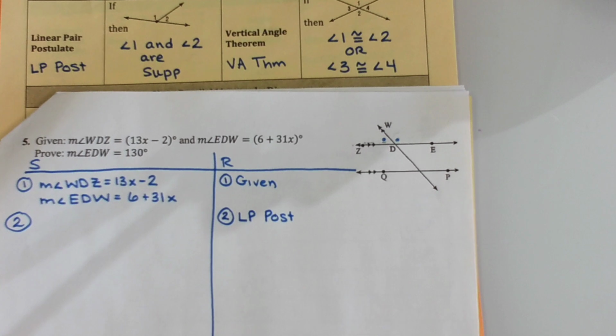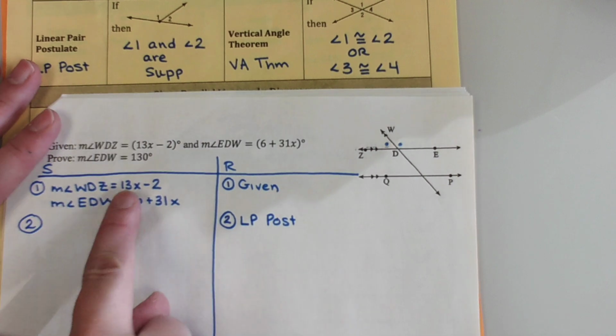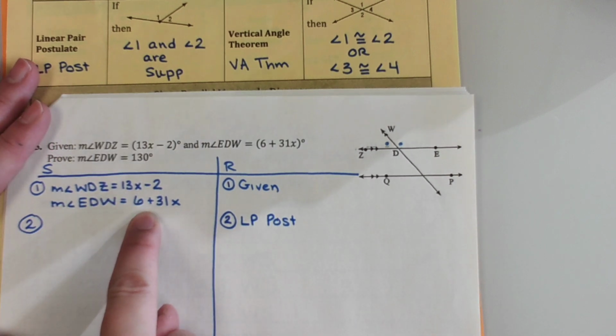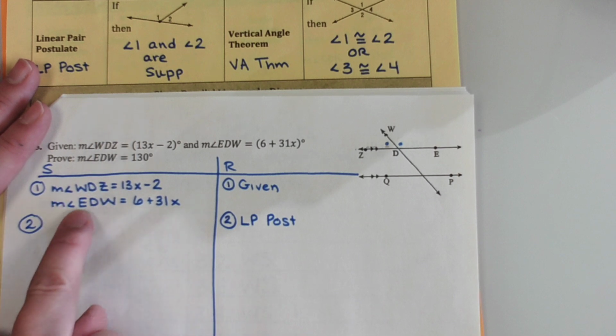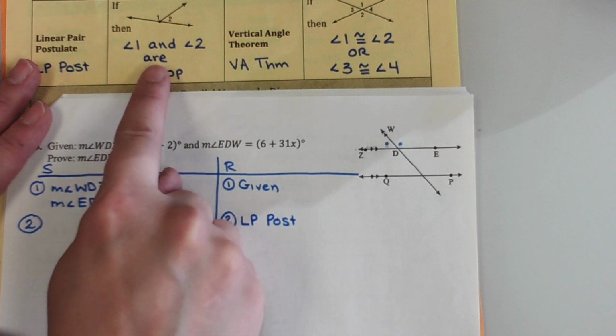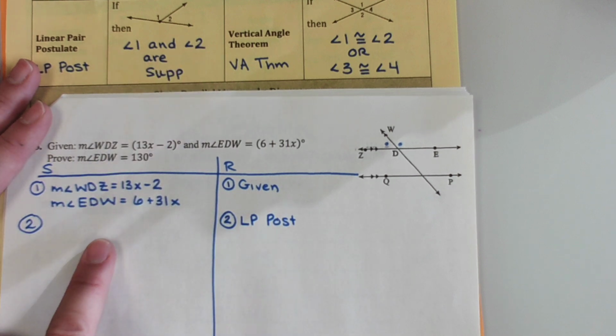What can I write? Do I write this plus this equals 180? No. Without the M. The postulate says they are supplementary. What can I write? They are supplementary. I have to do that.